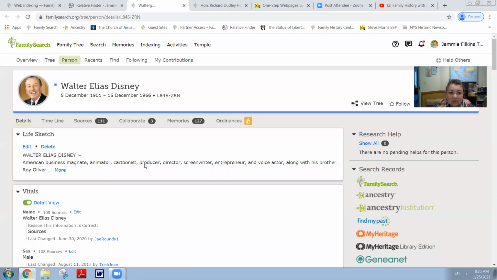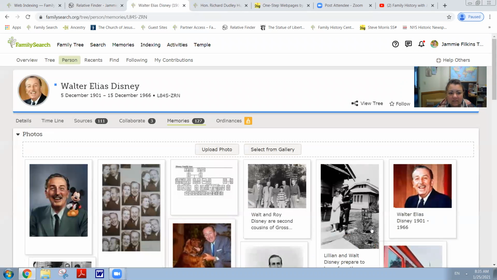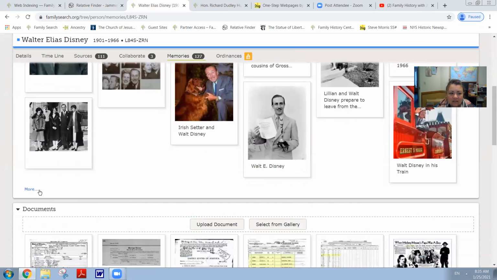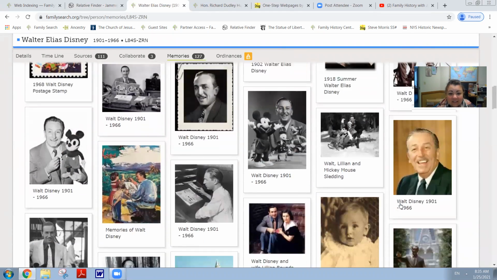When it's a famous person, you can see he has 111 sources. He has 127 memories. Look at this stuff. So this is pretty cool.